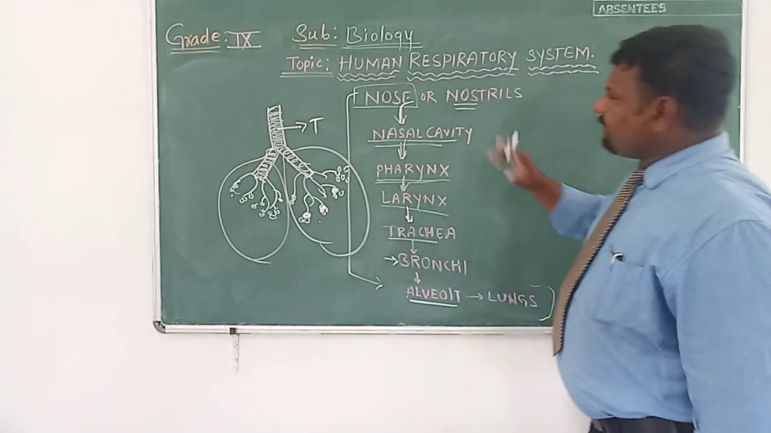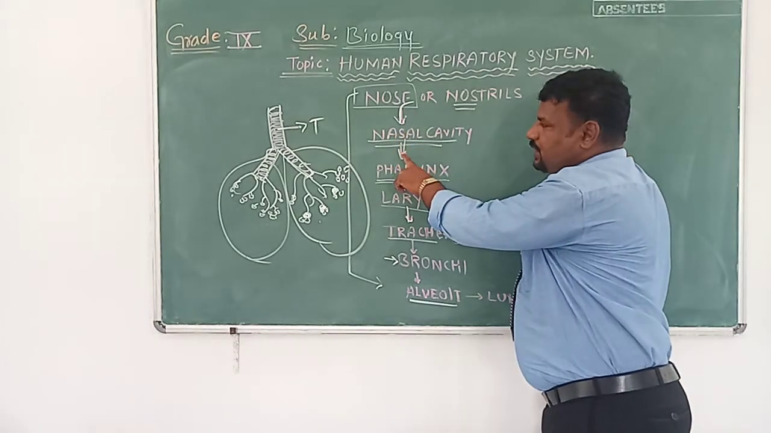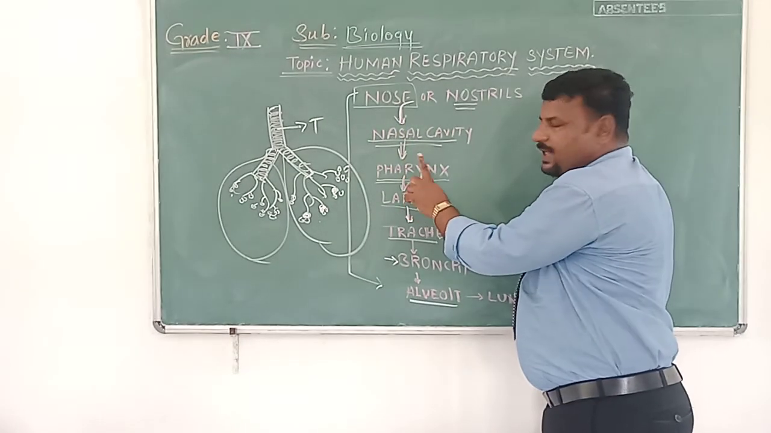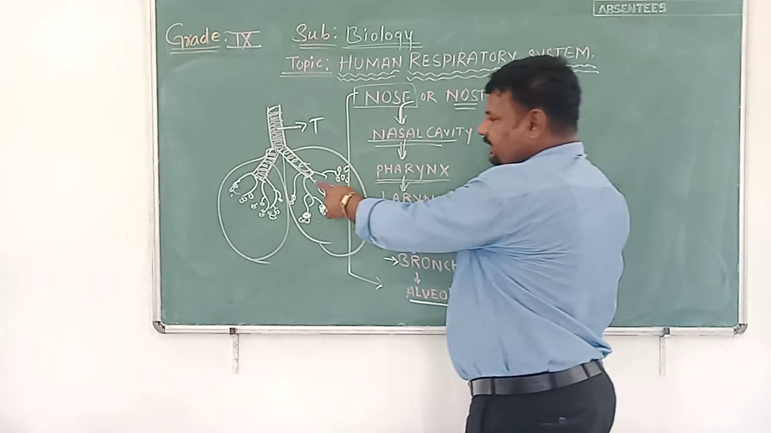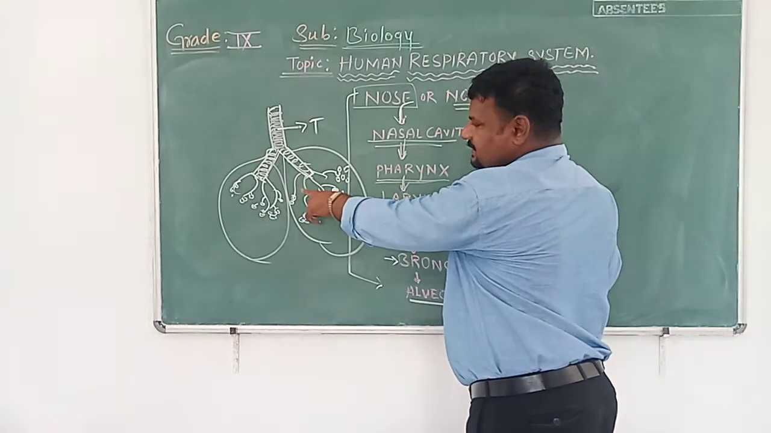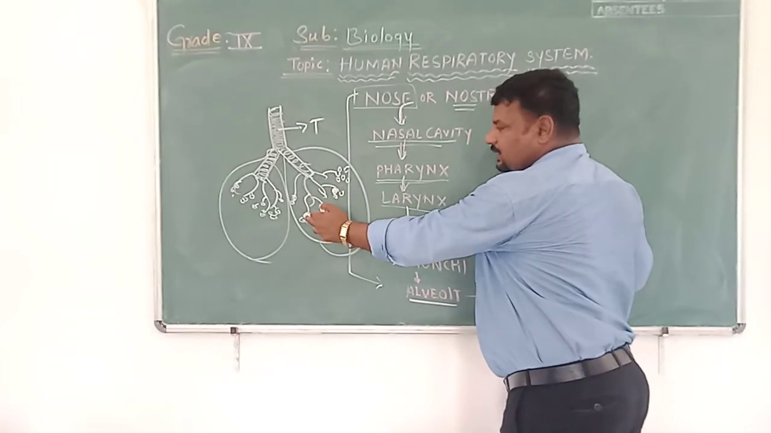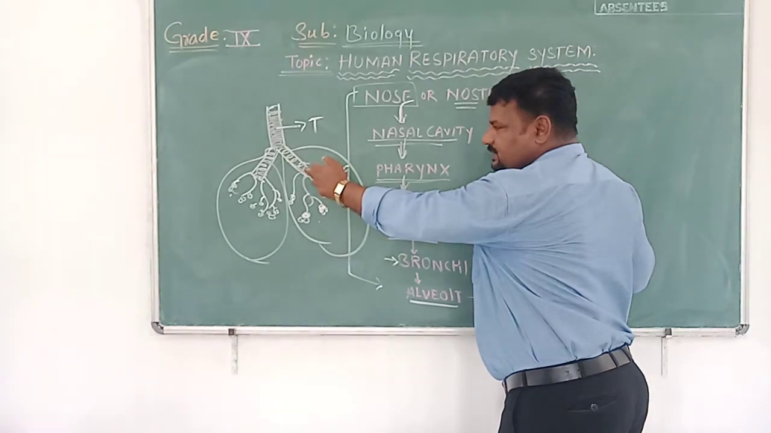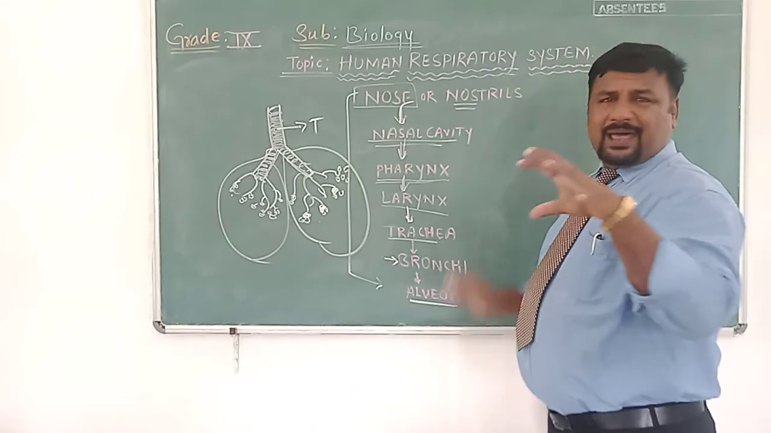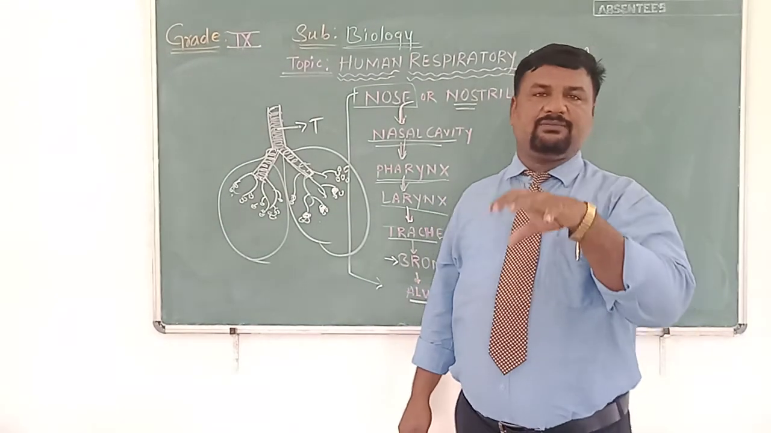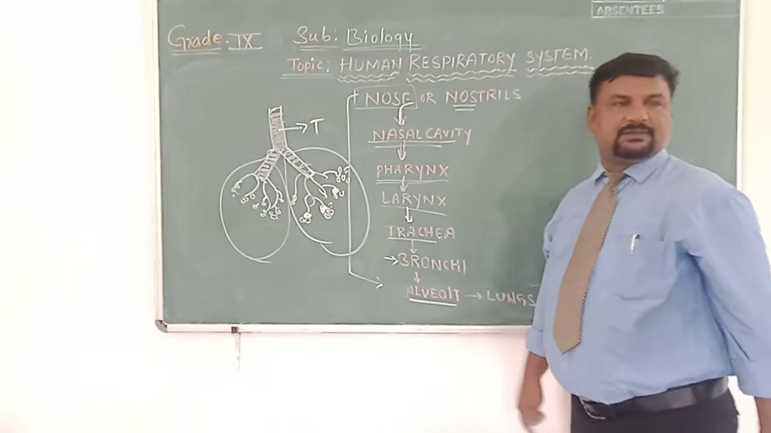When we inhale, the air first enters the nostril, moves down to the nasal cavity, then the pharynx, then the larynx, then the trachea, and then the bronchi. What are bronchi? These branches. One end of the bronchi is connected to the trachea, and the other end of the bronchial tube is connected to the alveoli. Alveoli are the structural and functional unit of the lungs.